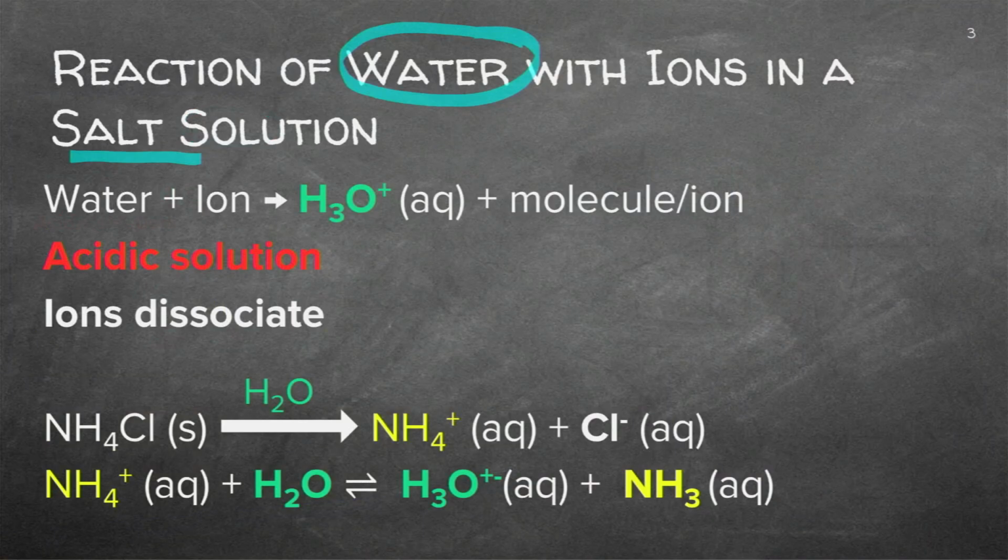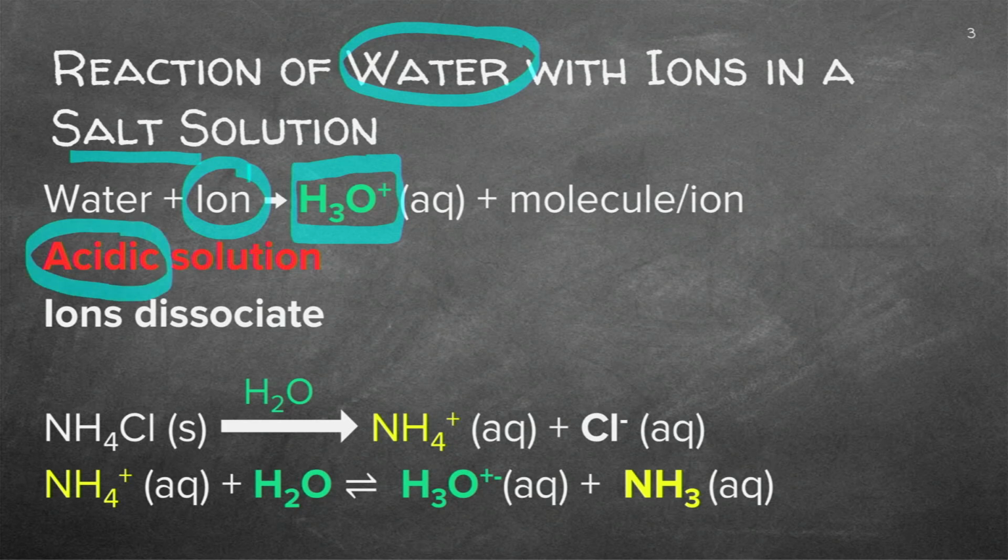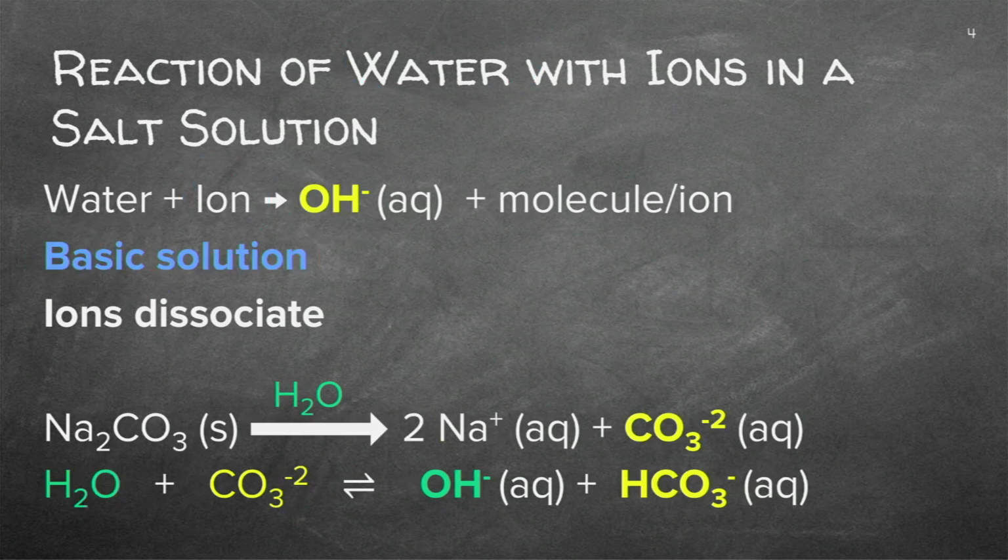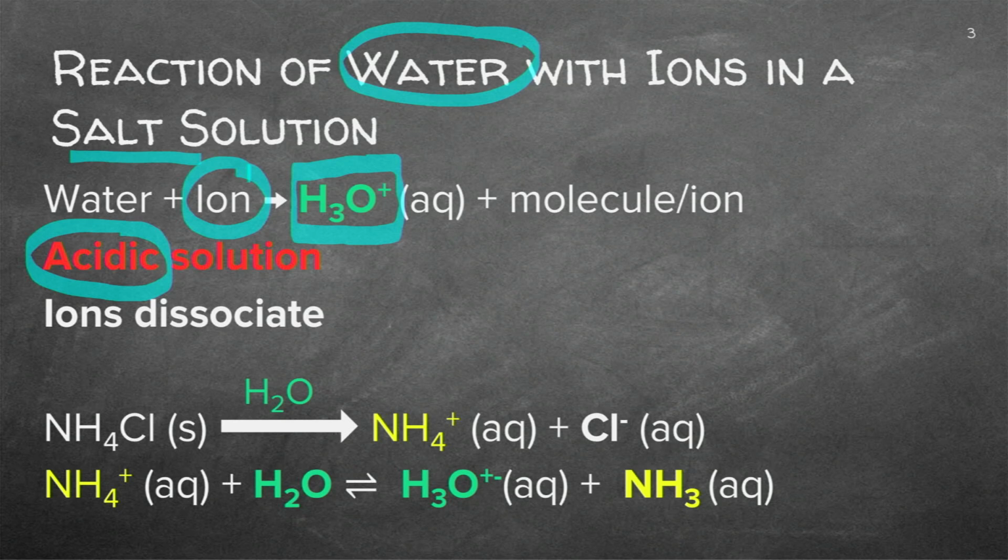If I've got water and the ion that forms is then specifically hydronium, well, you know, if I've got hydronium, I've got acid. It's acidic. On the other hand, if I've got an ion and it forms hydroxide, you know it's going to be basic. Now, in terms of the acid, we can have two different reactions.